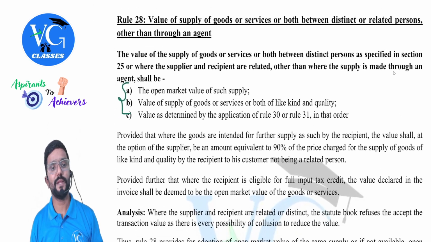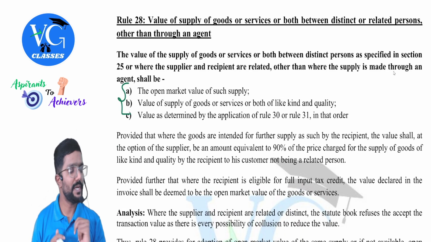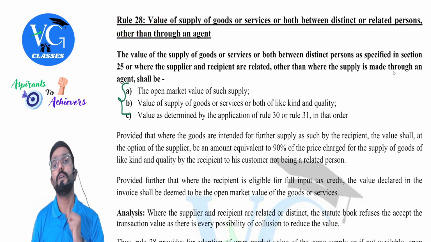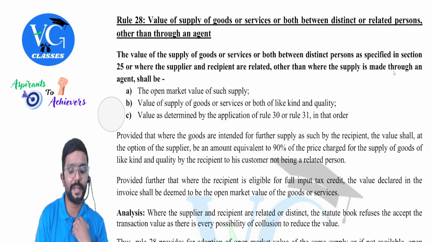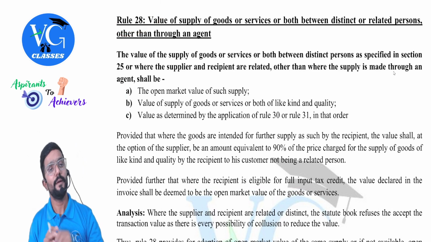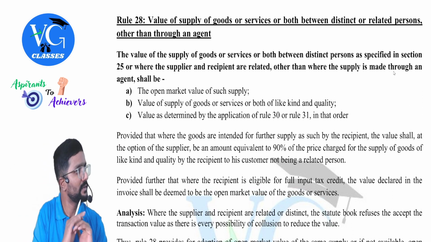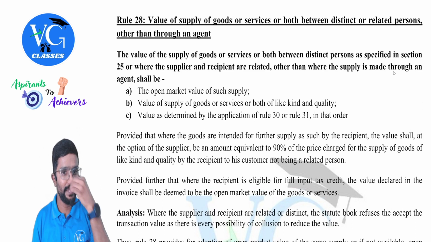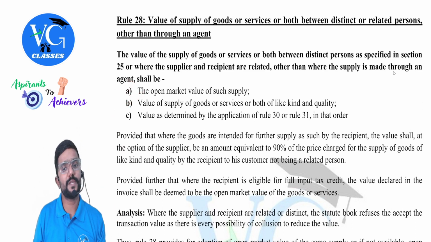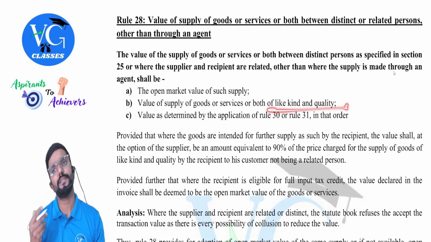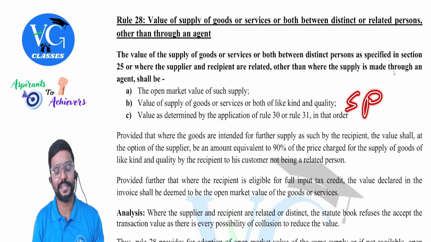Next. What if supplier and recipient are related persons or distinct persons, but not an agent? Then we need to decide the value as per rule 28. In that case, they are giving you three options. First, open market value of such goods. Means if it is sold to someone else or purchased from someone else, what is the price of it? We need to take it. Then if that is not available, then B: value of supply of goods or services or both of like kind and quality. That is nothing but substitute product.